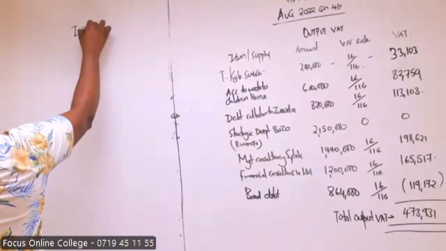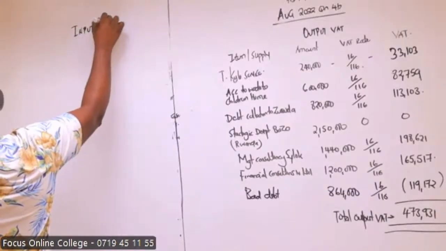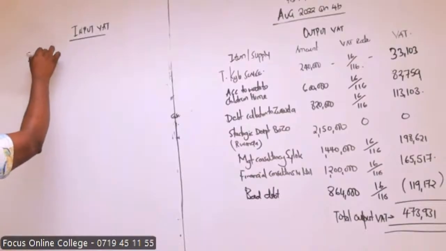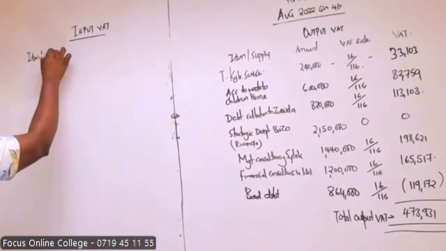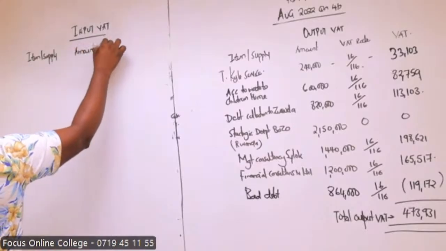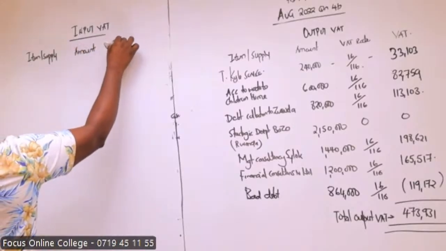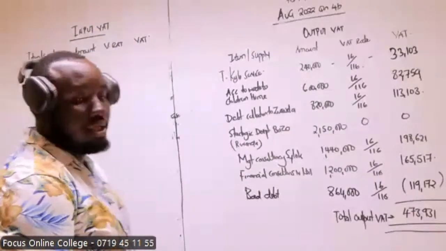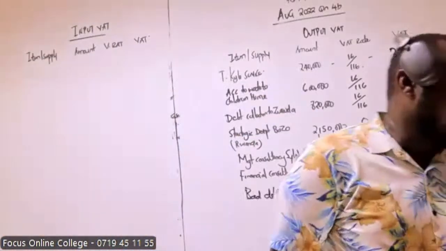Input VAT. So we have what we call the item, so what you call supply. We have the amount. We have the VAT rate. Then we have the VAT. So give me a yes if we are together to the output.